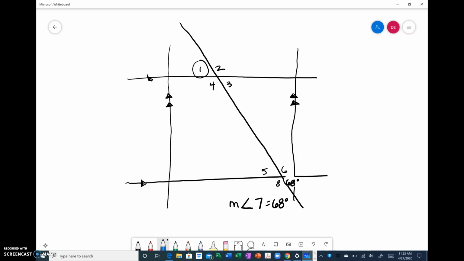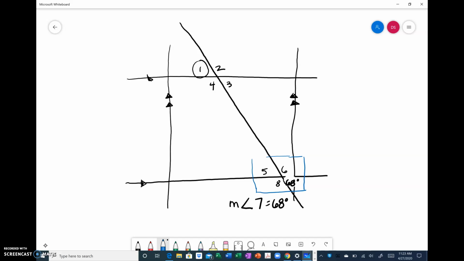They're not congruent because they're not corresponding, right? On the previous video, we talked about that corresponding angles are the ones that are in the same position in the intersection, okay? So in this intersection, angle 7, that's 68 degrees, is bottom right. That means that angle 3 is its corresponding angle. Okay?